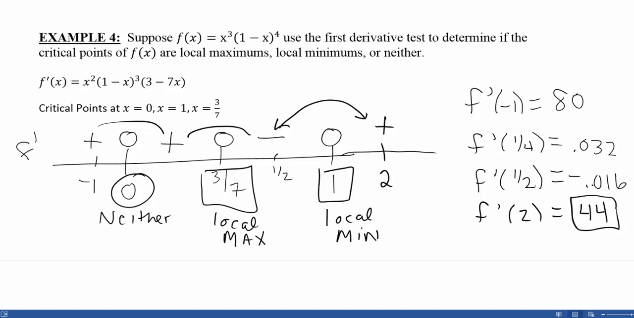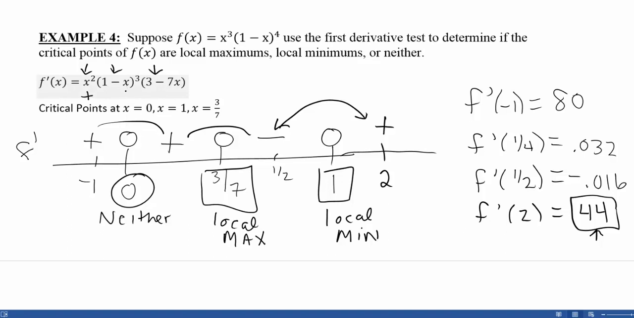I also want to point out here that you don't need the actual value of the function. We can determine if the number is positive or negative by looking at the factored form of each factor. So for example, if I was considering what was happening at 2, I could go to x squared. If I plug in a 2 there, that's going to be positive because anything squared is positive.